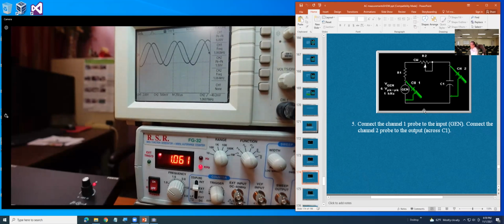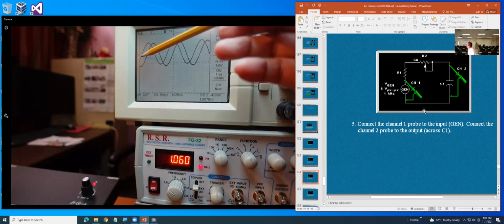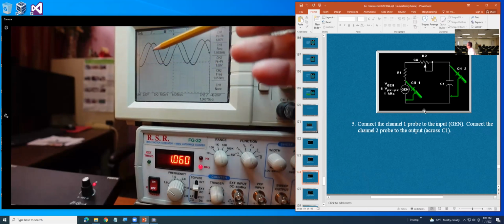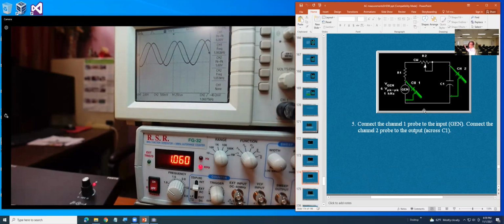And they want to measure the difference in phase right here, from that sine wave to another sine wave. We want to measure the phase shift. That means how much they shift it. How can we do it? Who knows? Just tell me.